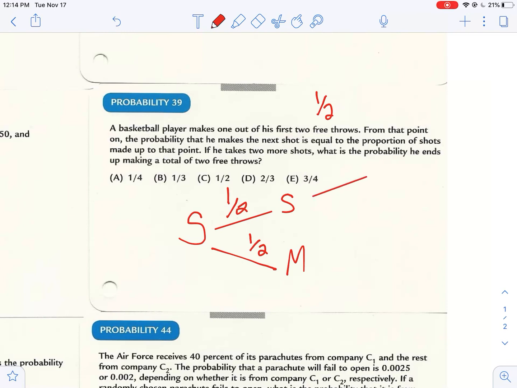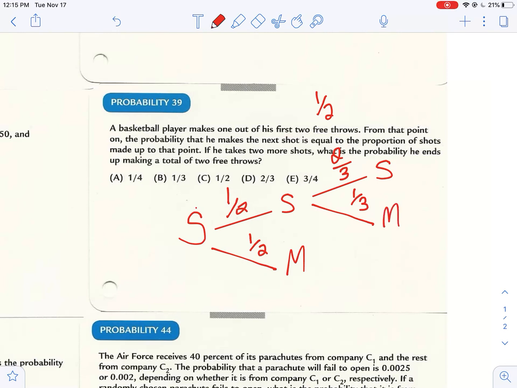Now 3 shots have been taken at this point. And they told us the probability of making the next shot is equal to the proportion of shots made before that. So now we're on the fourth shot. 3 shots have been taken. We're assuming that 2 shots have gone in. Over here we made 1 out of 2, and we just made the next one. So that means it's a 2 out of 3 chance that that fourth shot goes in. Likewise, that means you would have a 1 out of 3 chance of missing the next shot.